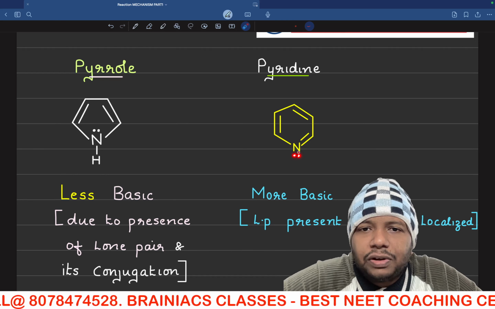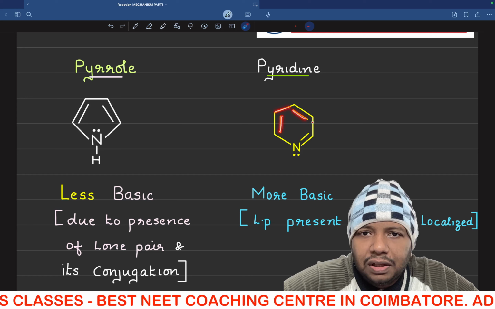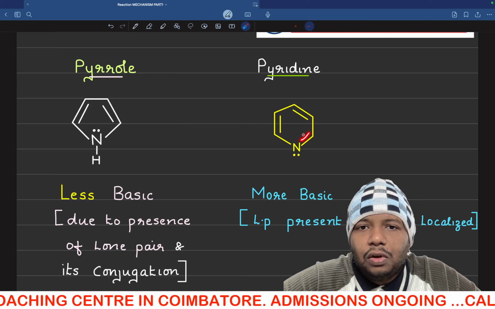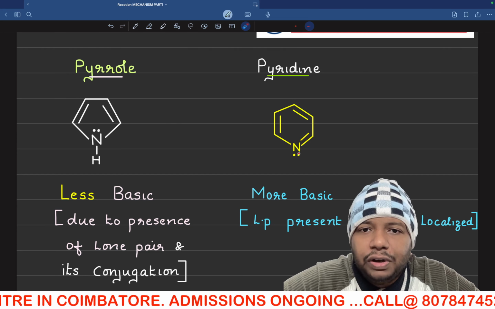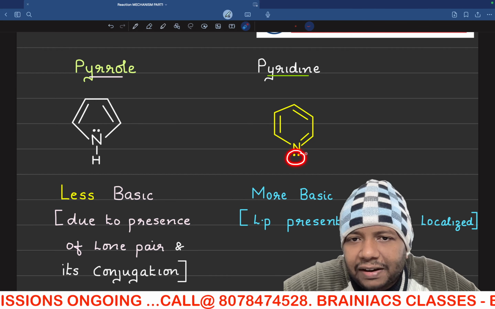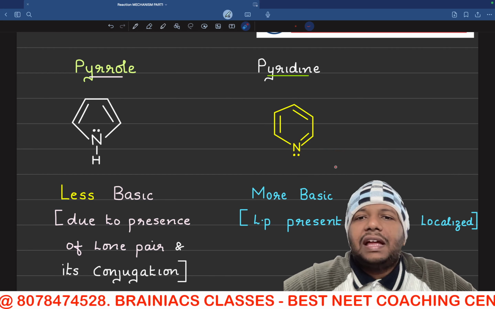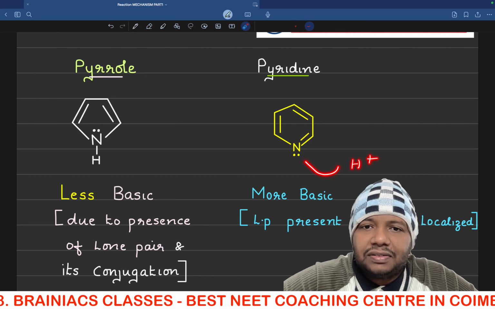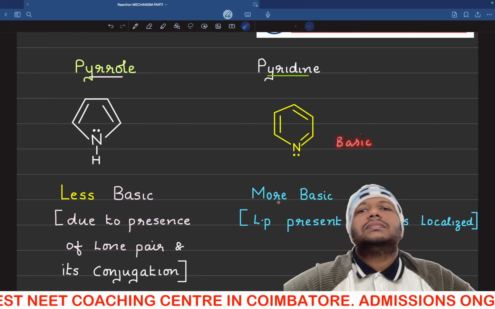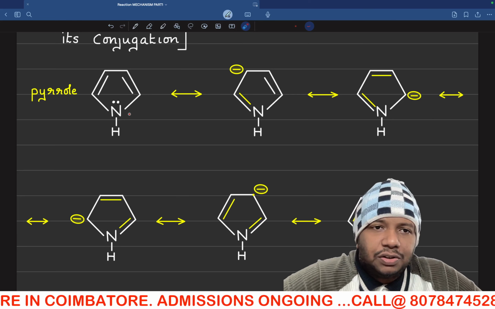But when you compare to pyridine, pyridine also has a lone pair. Many students will ask, sir, here also nitrogen has a lone pair. But here you can see double bond, single bond, double bond, single bond, then double bond, then single bond. Here the double bond is already present nearby, so this double bond is involved in resonance. There is no need for this lone pair to enter into resonance. So this lone pair is available all the time. Anytime this can attract the H plus, and that means this lone pair will make this compound more basic.